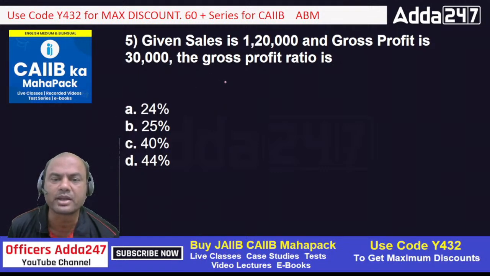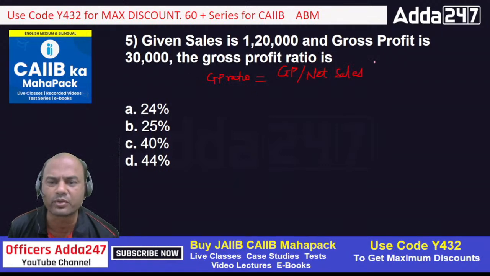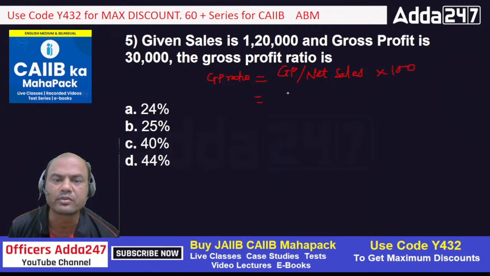What is GP ratio? GP ratio equals to, what is GP ratio? Same as NP ratio. Yes, it is GP, gross profit upon sales, net sales actually. But if you don't have net sales, take only sales. So what is GP now? Into 100. Of course, everything is into 100. So now GP is what? 30,000. I'll just write 30 upon 120, right? Into 100. Simple, isn't it?